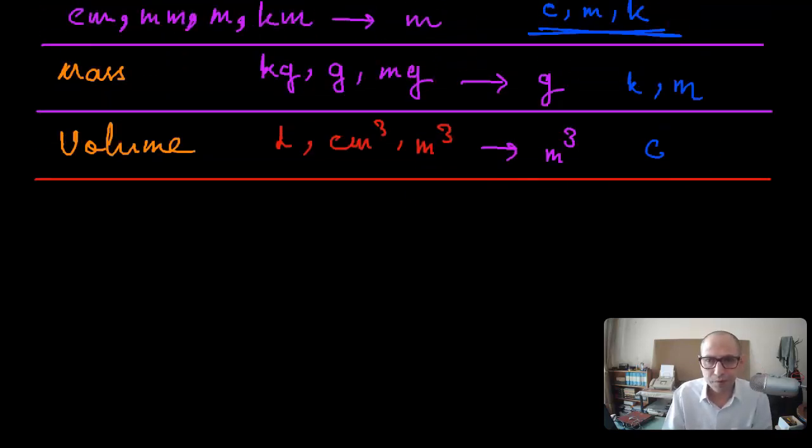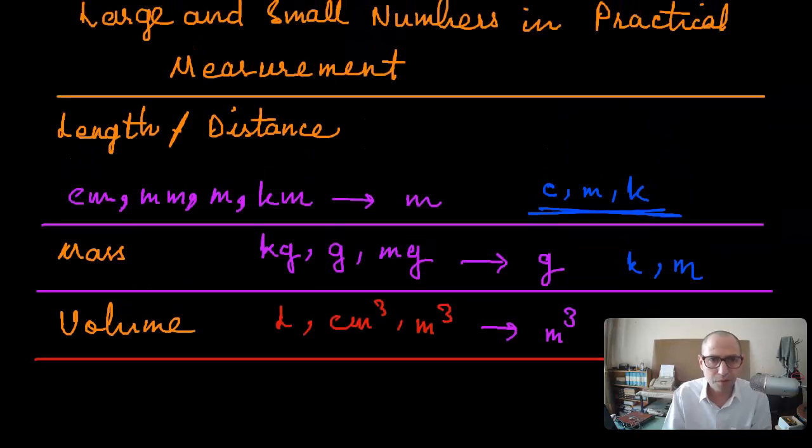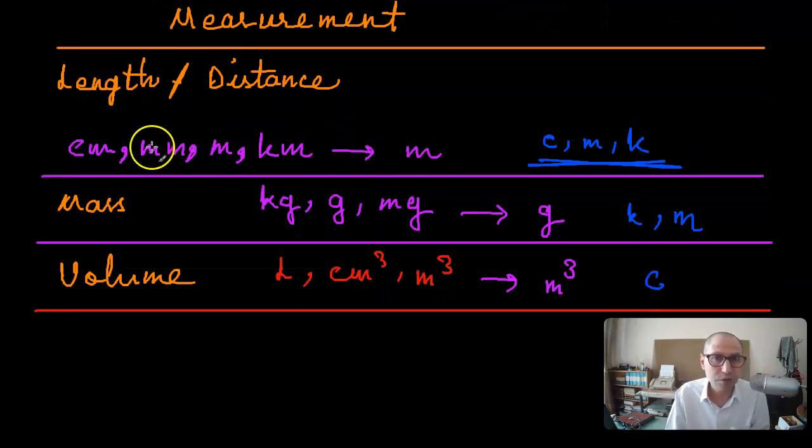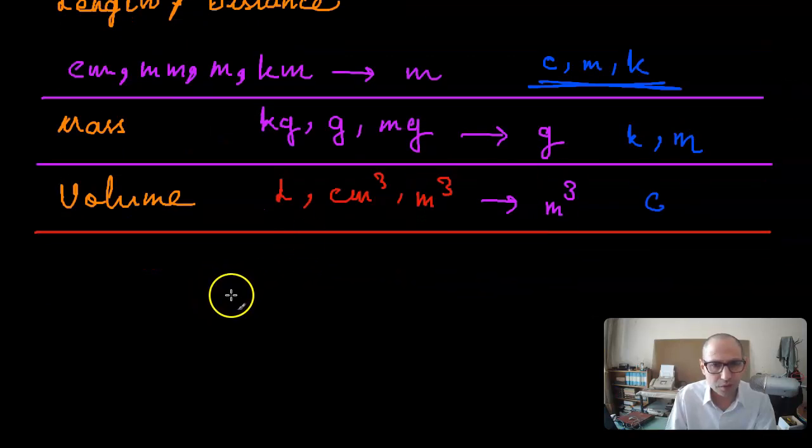In the previous videos, we talked about measurement, essentially the measurement of length or distance, mass and volume. And we came up with different units that are used in measuring length, distance, mass and volume. And your measurement is always something like, for example, 2 centimeters. 2 centimeters would be your measurement.